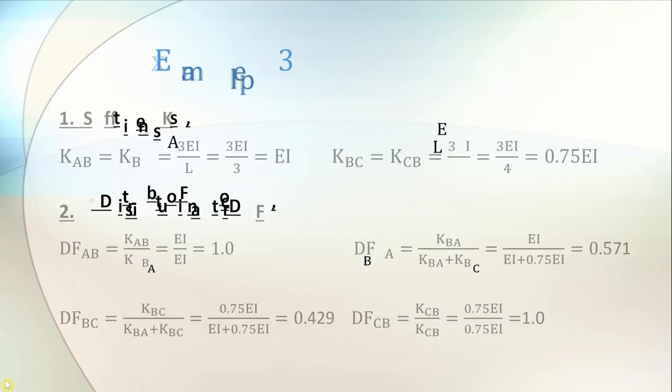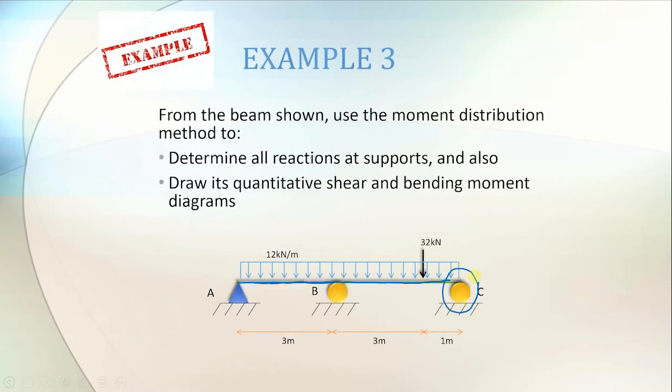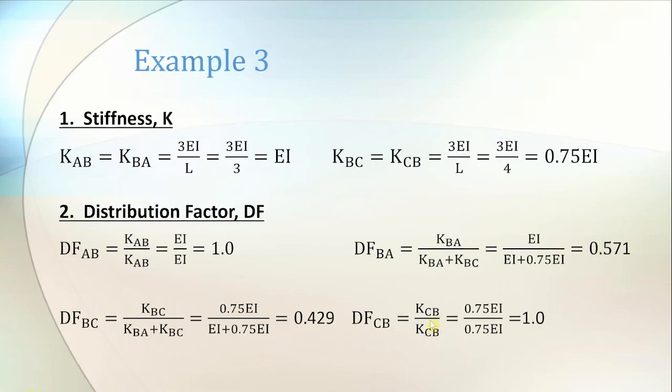So stiffness at support C, if you look at here, this is roller support, so tak ada yang infinity tu, because that one only applies on the fixed end support. Because this is only roller, so you only have one beam here that sits on this support, which is beam CB. So KCB lah. So KCB divide by KCB. Therefore, you akan dapat 1. That's all on the distribution factor.